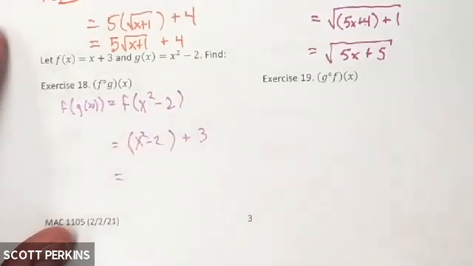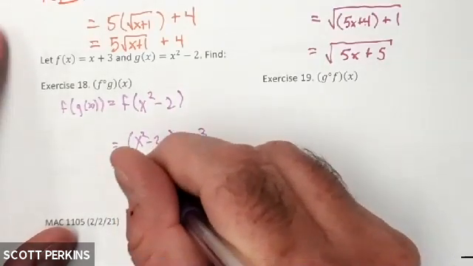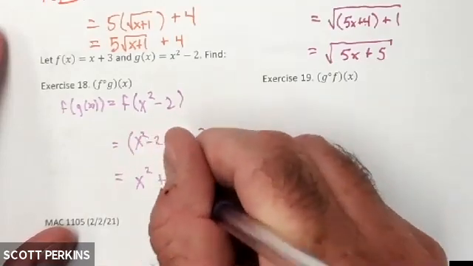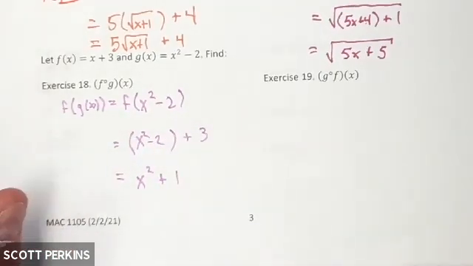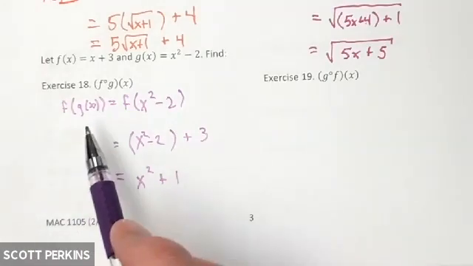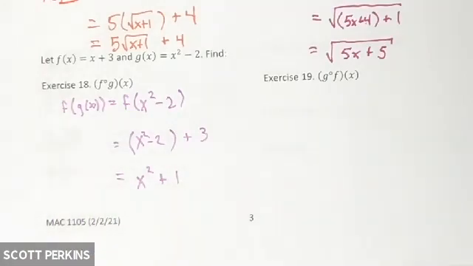Oh, I just have a little bit to simplify here, not too big of a deal. So I have x squared, and then the negative 2 plus 3 is plus 1. There's my new function that represents what I would get as I go through my x values and I compose g of x and f of x.